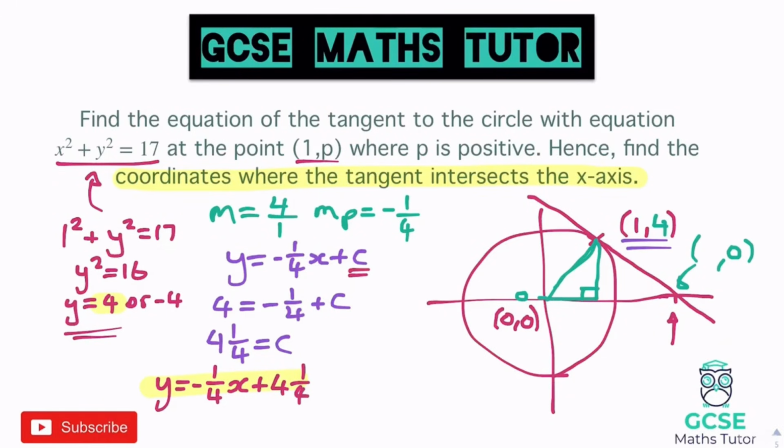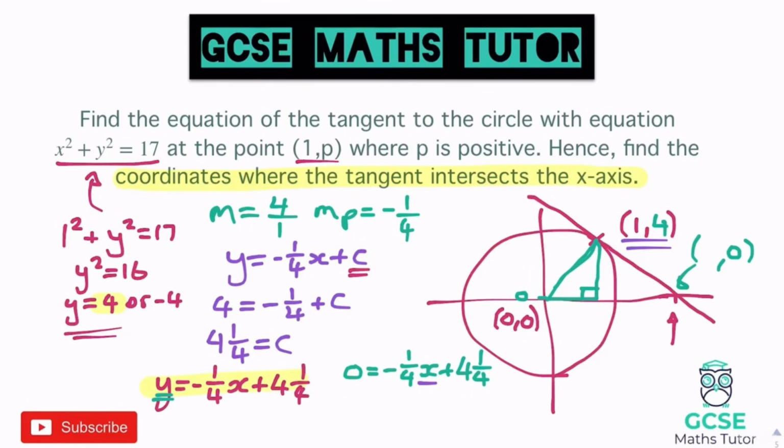And because we know that we can sub 0 in place of y here in our equation. And if we do that, so we know y is 0, we can have 0 equals minus a quarter x plus 4 and a quarter. There we go. And we can only do that because we know the y coordinate at that point. Now we just have the one unknown in our equation, we just have this value of x, so we can try and solve this for x.